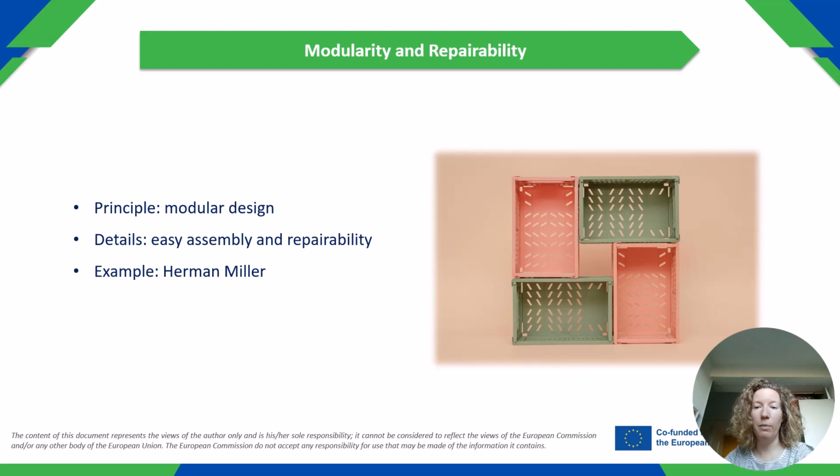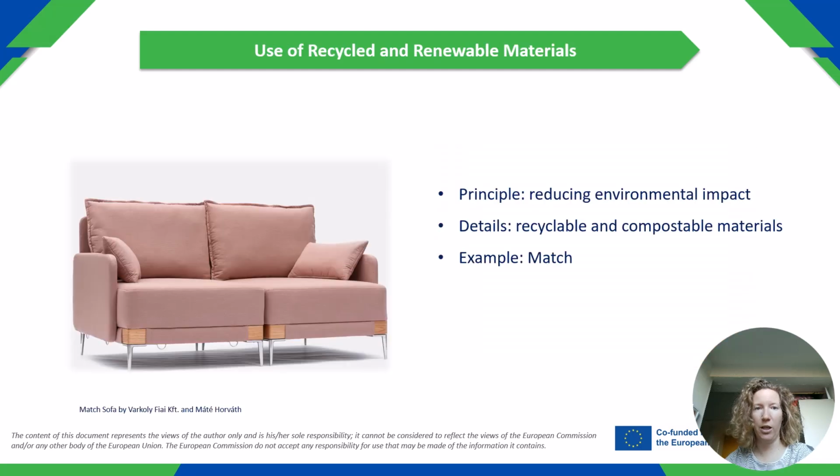One example is Herman Miller, who offers modular office furniture systems that can be reconfigured and repaired. Their Aeron chair, for instance, is designed with replaceable parts, ensuring that if one part breaks, it can be replaced without discarding the entire chair.